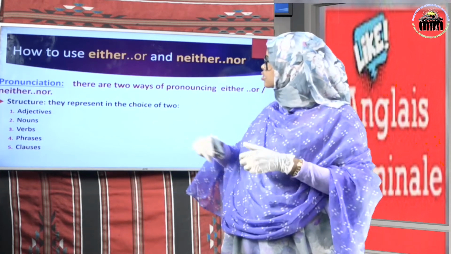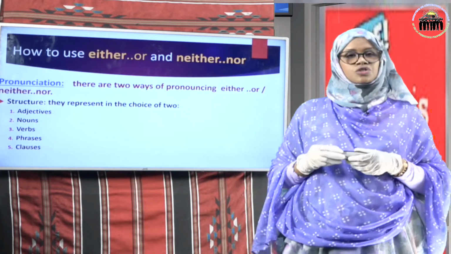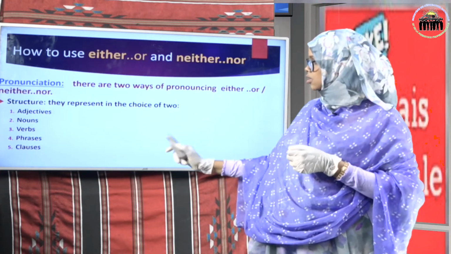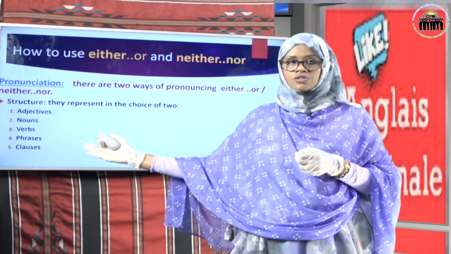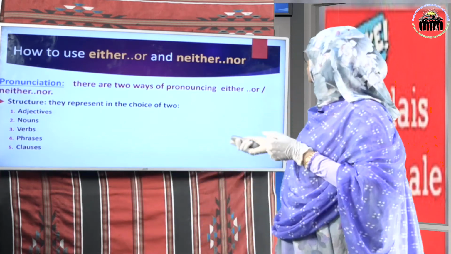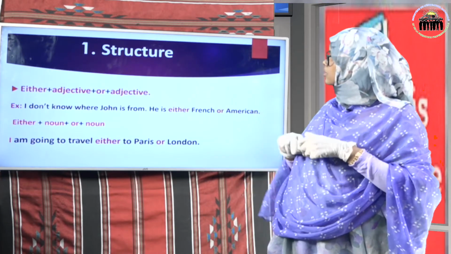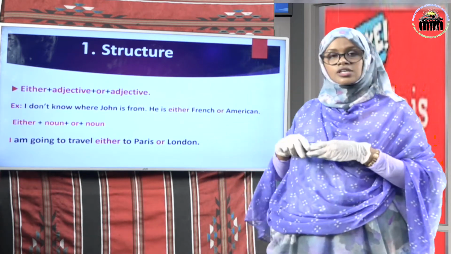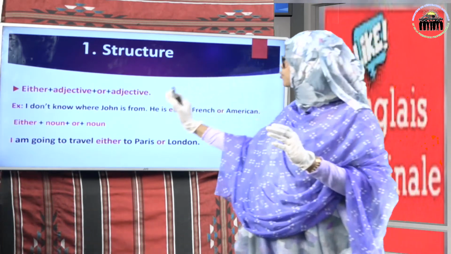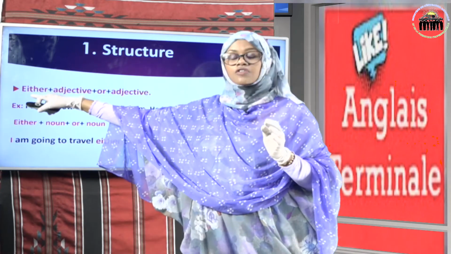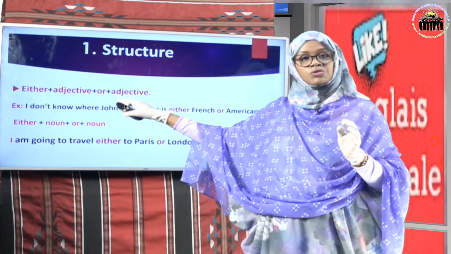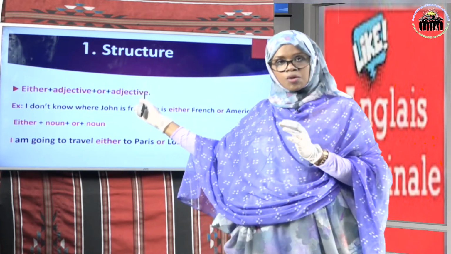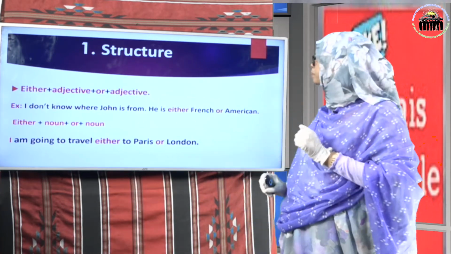So, let's see the structure. They represent the choice of two adjectives, of two nouns, of two verbs, of two phrases, of two clauses. They work in two. Look at the first one. Either plus adjective plus or plus adjective. You cannot put this adjective in front of either. That structure won't be correct. So the correct structure, the correct form is like this. Remember, you need to respect the structure, okay?